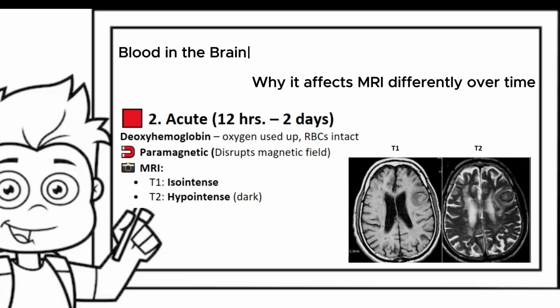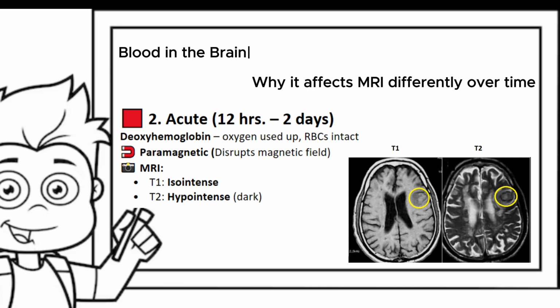Now, although the oxyhemoglobin is paramagnetic, it is not highly paramagnetic and thus it will show as iso-intense or normal on T1. How about T2? Remember that right now things have become still. There is no free flowing water. Recall, free flowing water appears bright on T2, and when this becomes still, it reverses. It becomes dark or hypointense on T2. So therefore, in the acute phase, our T1 is iso-intense and our T2 becomes hypointense.